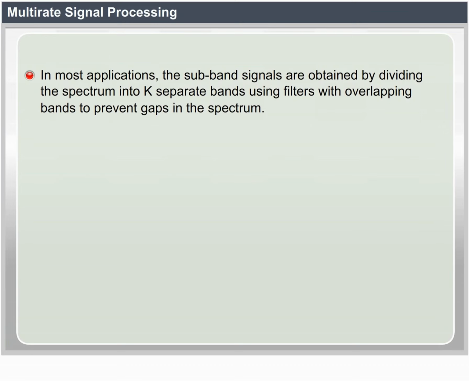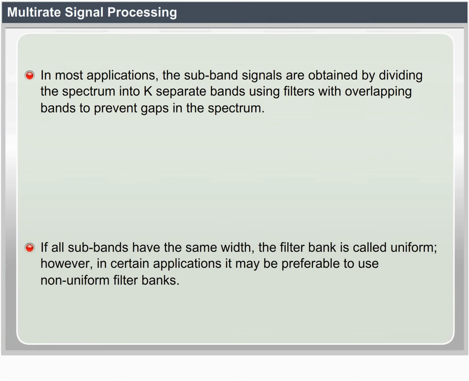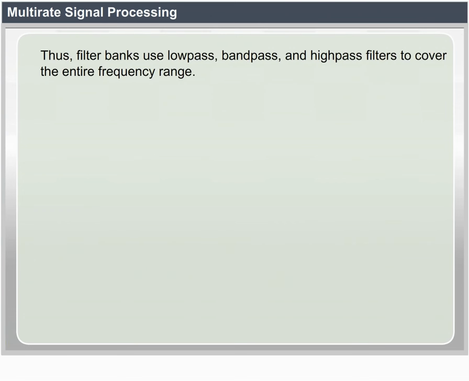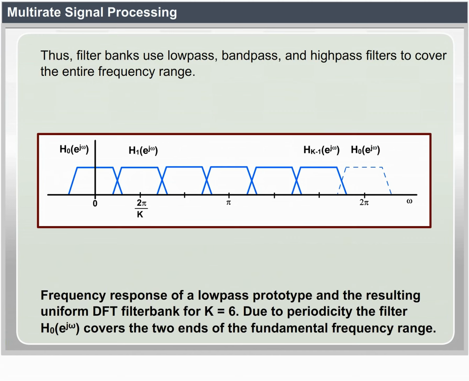If all subbands have the same width, the filter bank is called uniform. However, in certain applications, it may be preferable to use non-uniform filter banks. Thus, filter banks use low pass, band pass and high pass filters to cover the entire frequency range. Frequency response of a low pass prototype and the resulting uniform DFT filter bank for K equal to 6. Due to periodicity, the filter H_0(e^{j omega}) covers the two ends of the fundamental frequency range.